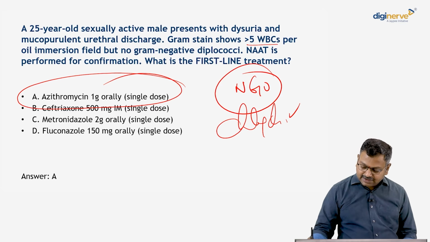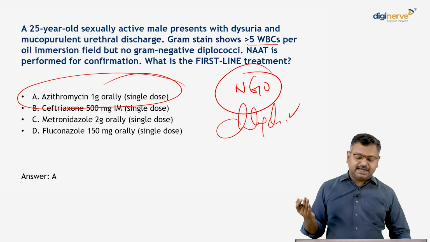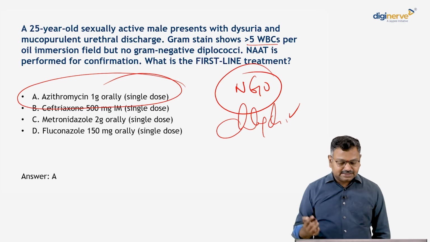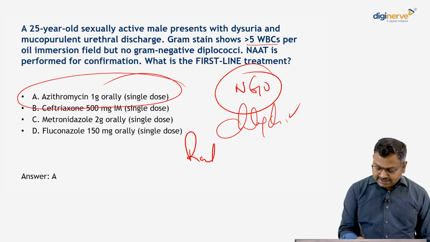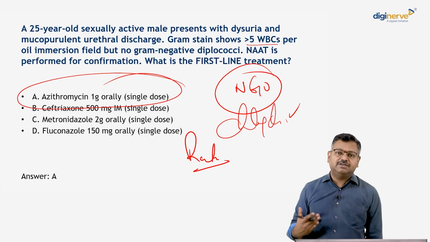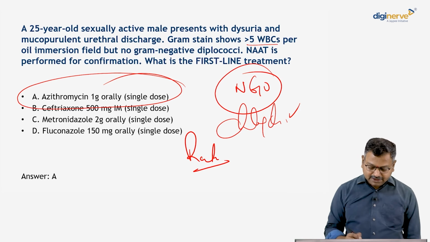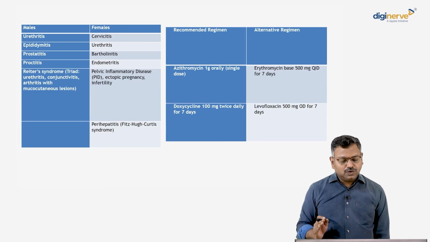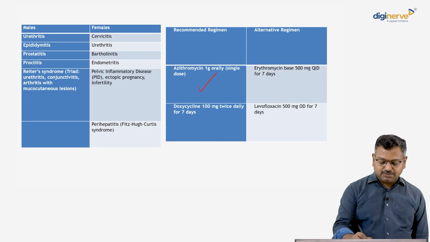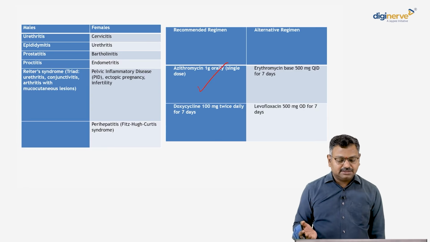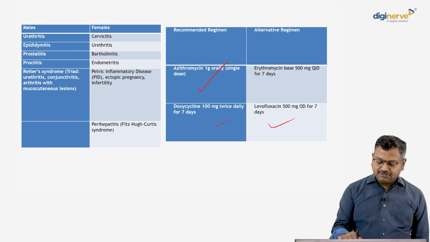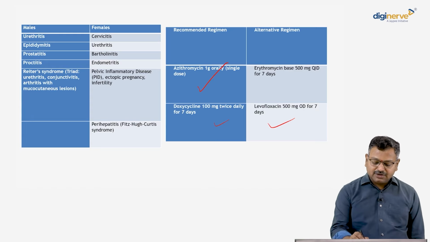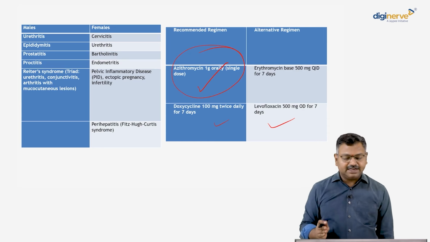Now you can have serious complications where the patients can have arthritis, urethritis, conjunctivitis, what we call Reiter's syndrome. In females, you can have the Fitz-Hugh-Curtis syndrome. So you will have to manage it in that way. Your main regimen is azithromycin. If not, you can give erythromycin, doxycycline for 7 days, levofloxacin for 7 days. But a single dose of azithromycin is equally effective.